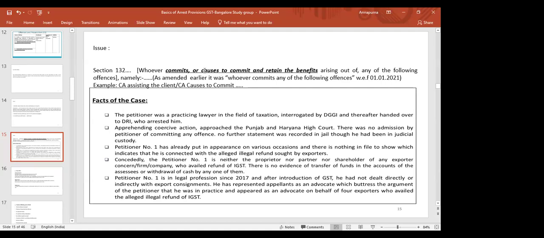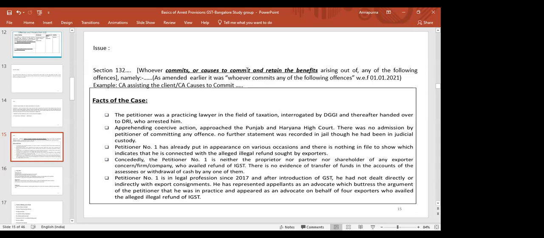Now the second aspect is causes to commit. What do you mean by causes to commit? Say, for example, I'm just taking a case of a chartered accountant. If he is assisting the client, for giving an opinion or for filing the returns or filing the reply, he's just assisting the client for the compliances. But he's aware that he's doing certain circular trading transactions also. But for him, he's doing it from his compliance perspective of filing the returns and doing other compliances. So he's assisting the client.